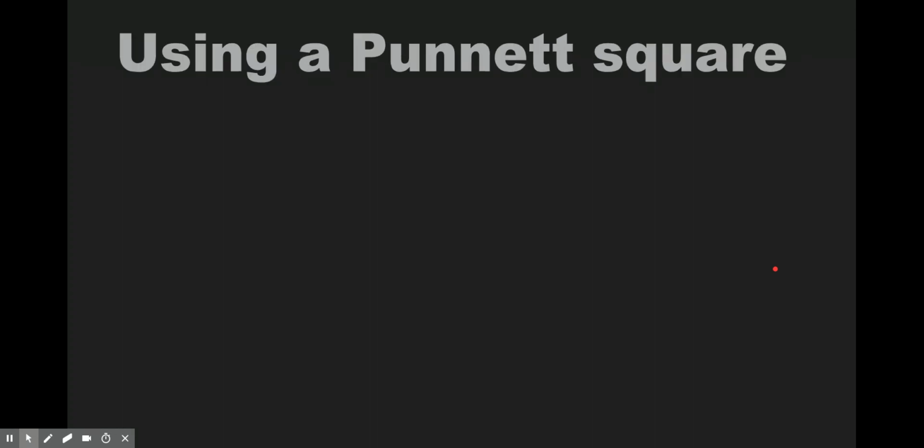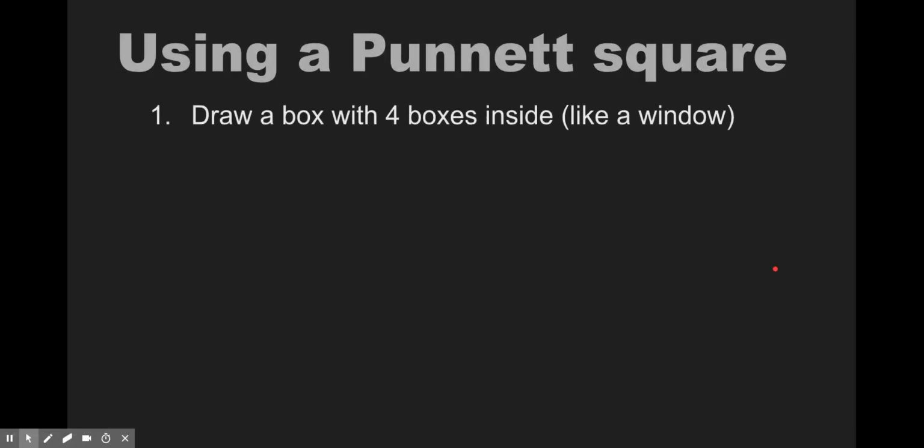Moving forward, we're going to quickly talk about how to use a Punnett square. I'm going to see if I can do this on here while I'm talking. This is where you need to bear with me because I'm trying to use multiple tools at once. So step number 1 is to draw a box with 4 boxes inside like a window. What I mean by that is just what these Punnett squares have been looking like so far. So there's your box with 4 boxes inside like a window. When I say like a window, I mean that's how you would draw a window on a little cartoon house if you were drawing a house for a stick figure.